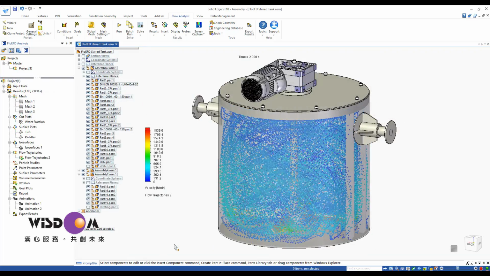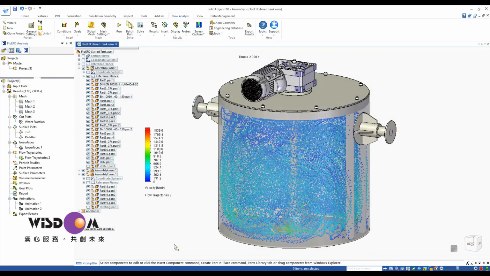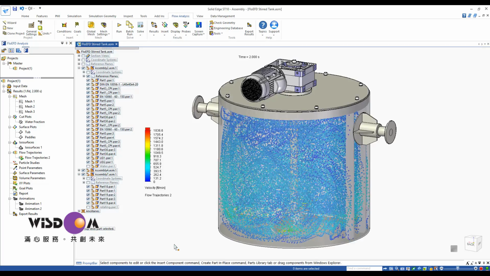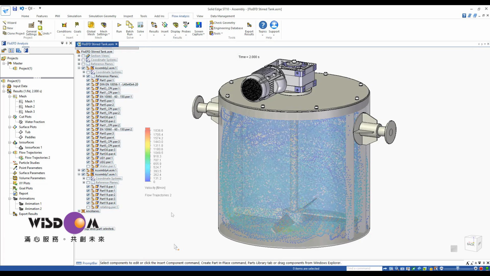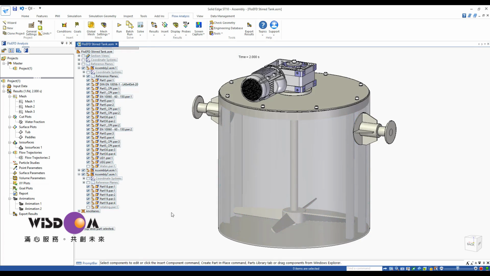By animating the flow trajectories, we can see how the virtual particles will move in the flow. We can see how the flow moves up the outside of the tank with a radial velocity due to the moving paddles. This has been a demonstration of FloEFD for Solid Edge. Thank you very much.